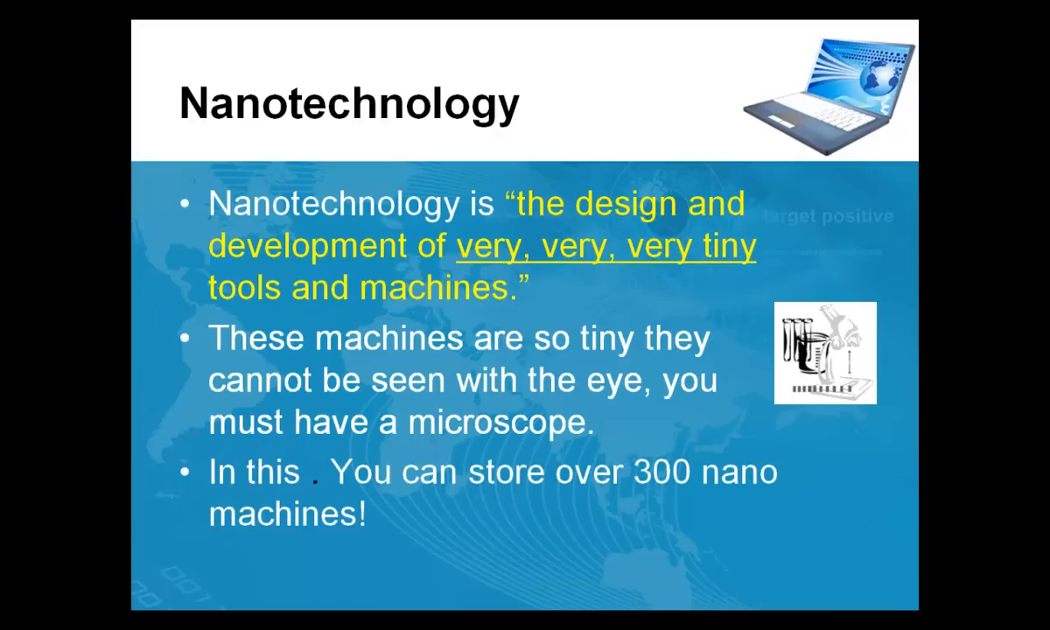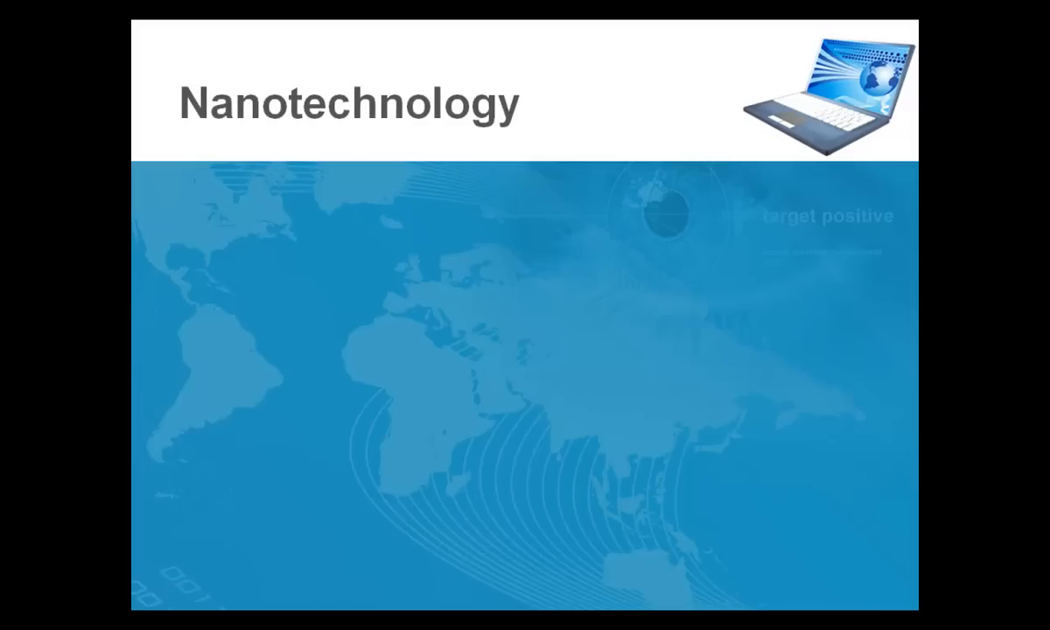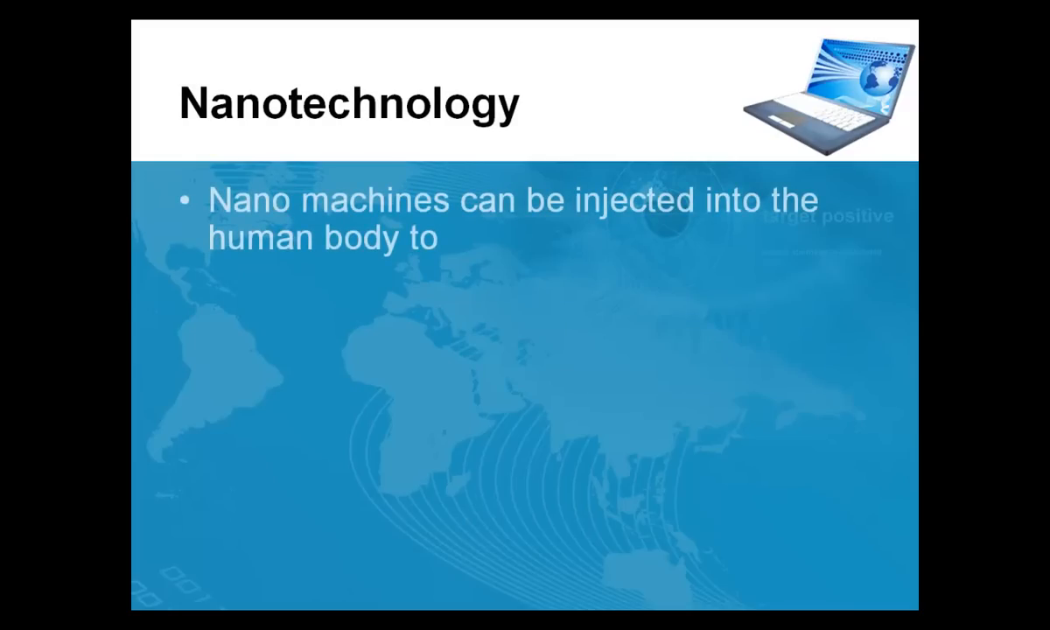These machines are so tiny they cannot be seen with the eye, and you must have a microscope to see them. Now, don't go by the period that's on the screen because that's been slightly enlarged. But if you look at a period that you write on a paper, in the diameter of that period, you can store over 300 or 500 nano machines. So we're talking extremely, extremely small. And again, when we get into the nanotechnology video, we'll give you more examples of what can be done and what that size is going to be related to. It's a pretty amazing and pretty scary area.